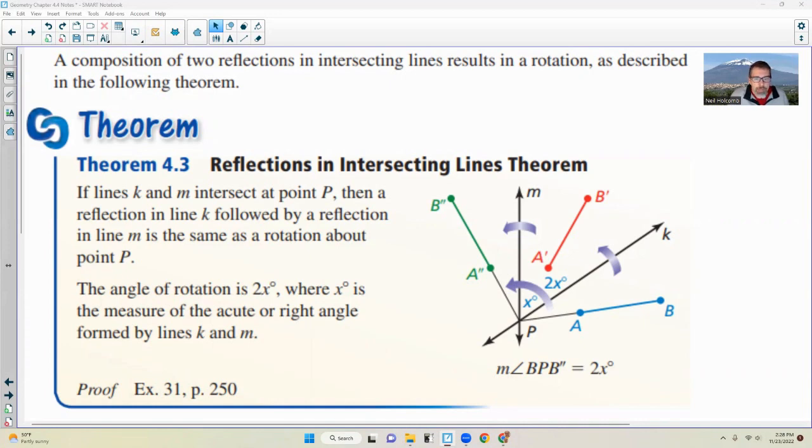If line K and M intersect at point P, so here's line K, here's line M, they cross or intersect at this point here, which is called P. Then a reflection in line K, if I take AB and reflect it over here to A prime B prime, so a reflection in line K followed by a reflection in line M. So if I reflect A prime B prime over line M, it gives me A double prime B double prime. That is the same as a rotation about point P.